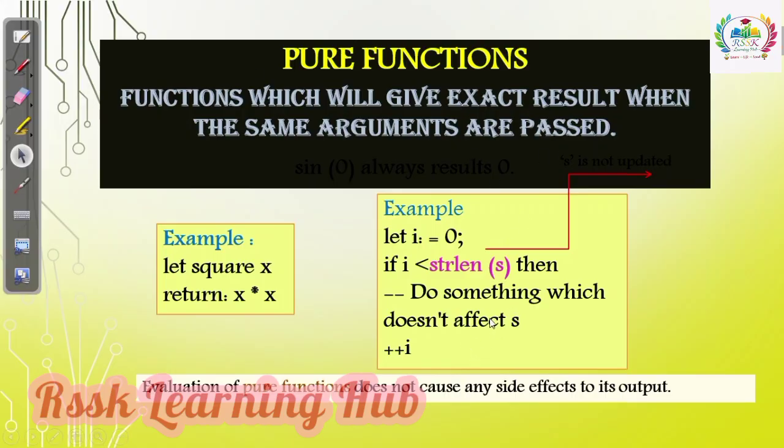Then do something which does not affect s. This is a command line they have given. So increment, plus plus, what is this? Plus plus means increment operator, whether it is minus minus means decrement operator, plus plus of i. So if you are giving any string over here, what will happen? Just for example, I am giving computer. What is the string length of computer?